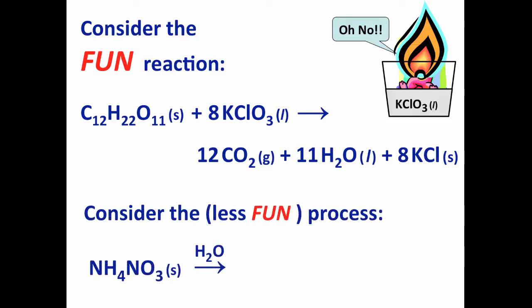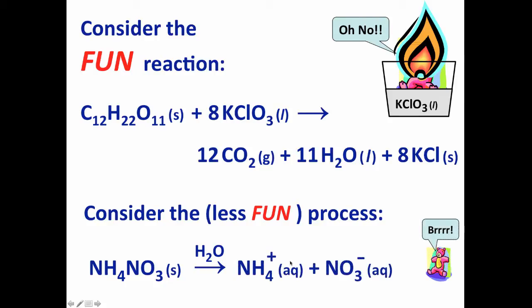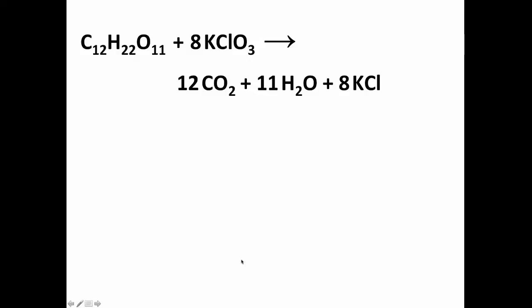Now, a not quite as fun process that we could also consider is taking ammonium nitrate solid and adding it to water and allowing it to dissolve. When it does that, it makes ammonium ions and nitrate ions because ammonium nitrate is soluble. And the temperature of the solution that's made goes down quite a bit. This is actually the basis for some chemical cold packs, where the surroundings get cold when the reaction takes place. Now, let's look at some of the details of these types of reactions.